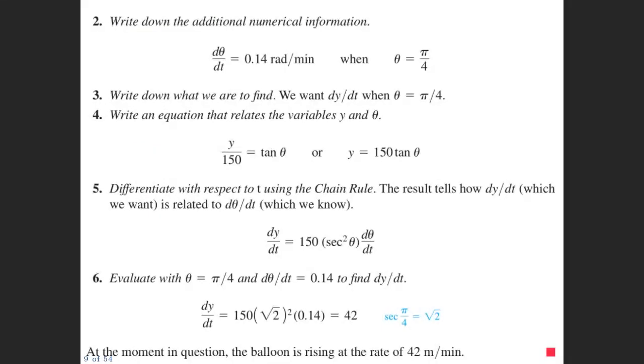Step 2, what do we know? The question tells us that d theta dt is 0.14 radians per minute when theta is pi over 4. Step 3, what do we want? We want to find dy dt when theta is pi over 4.